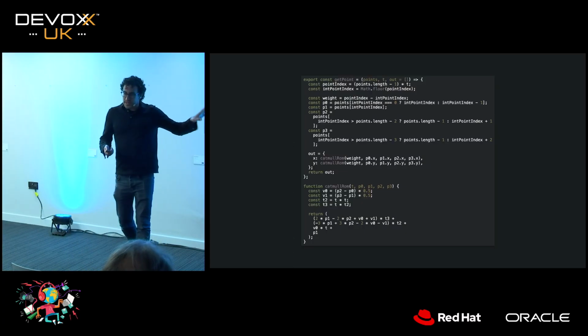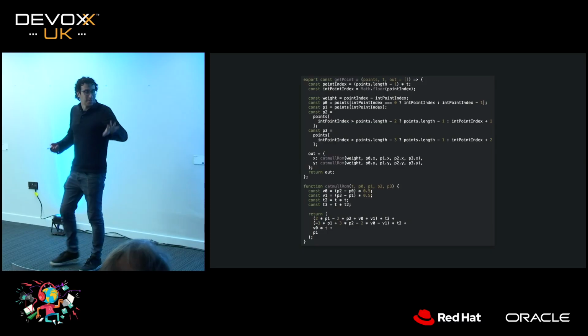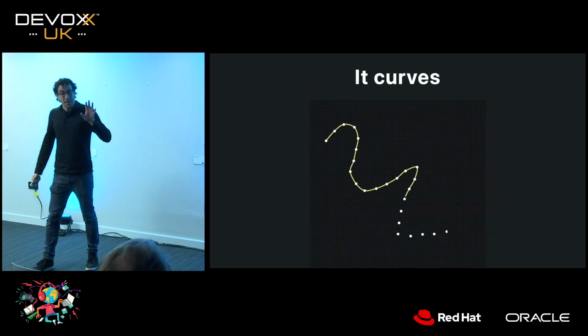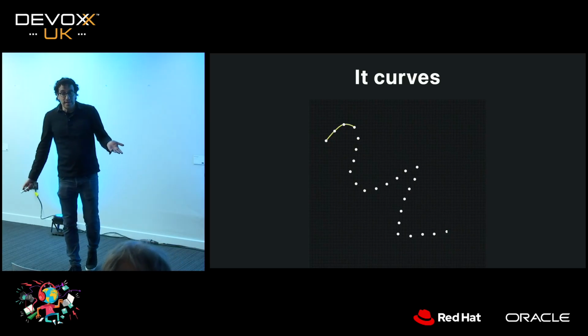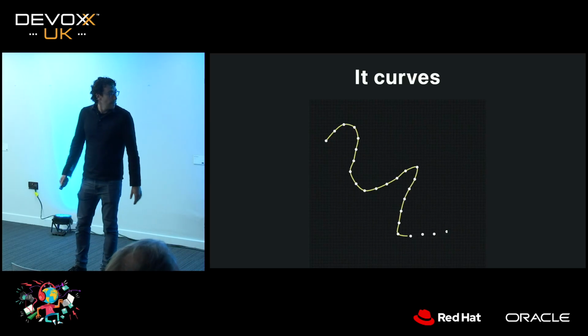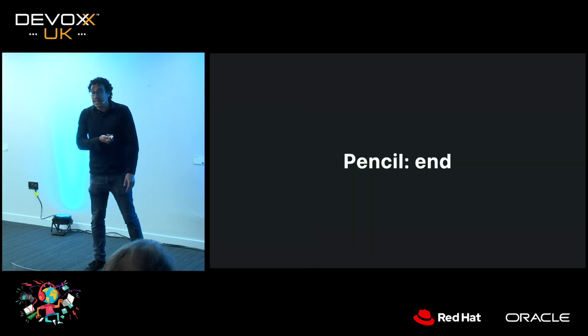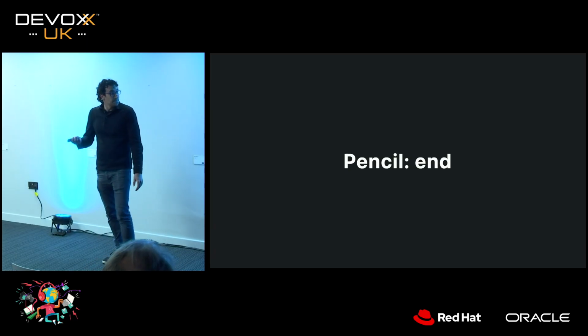But basically, the code looks like this. You don't have to understand it, just trust me, it works. But if you give it a bunch of points, run a curve through it, it curves. So that's the end for pencil.